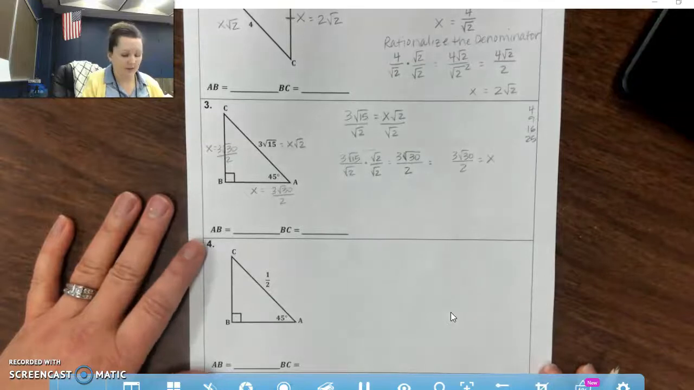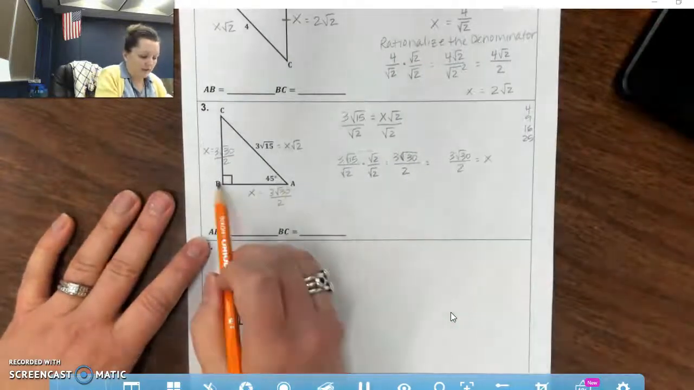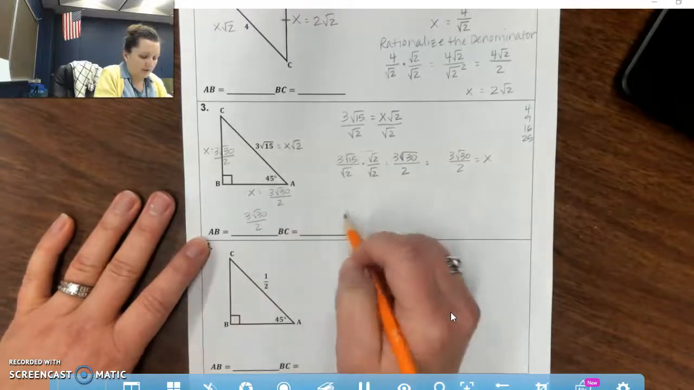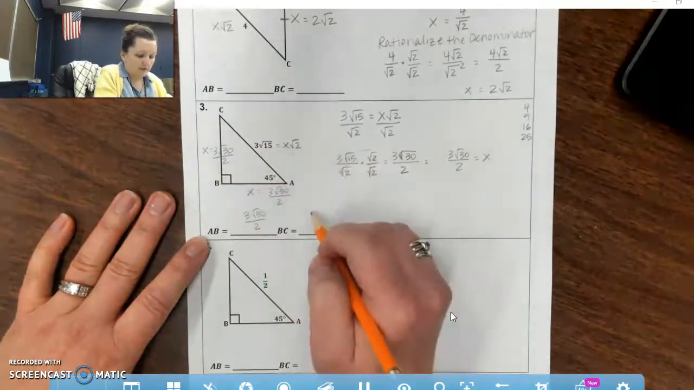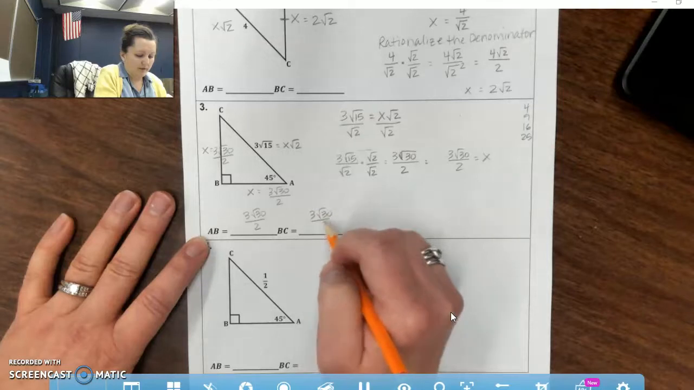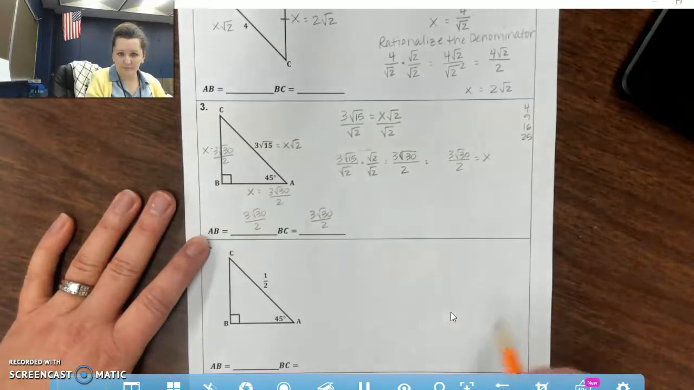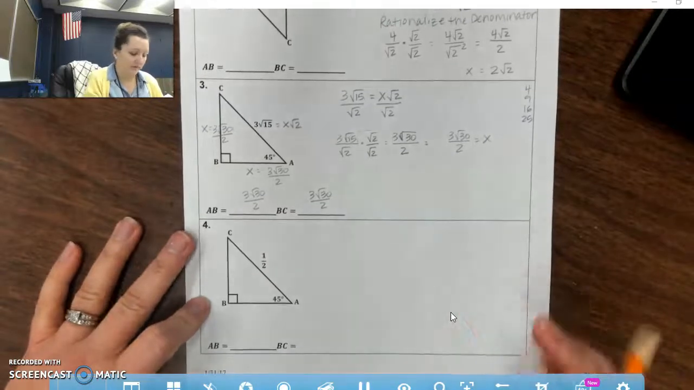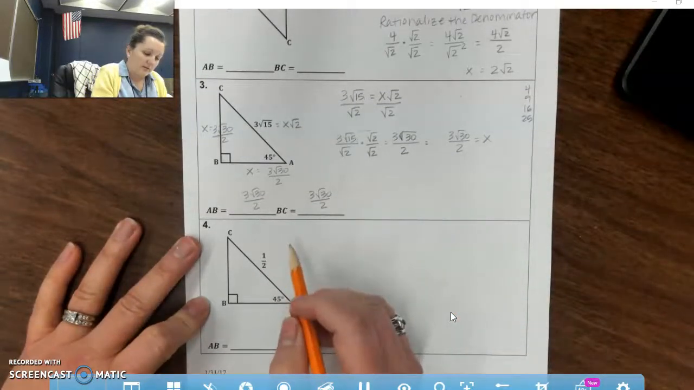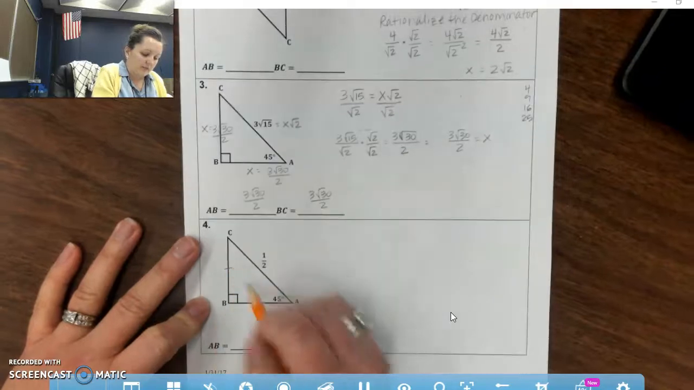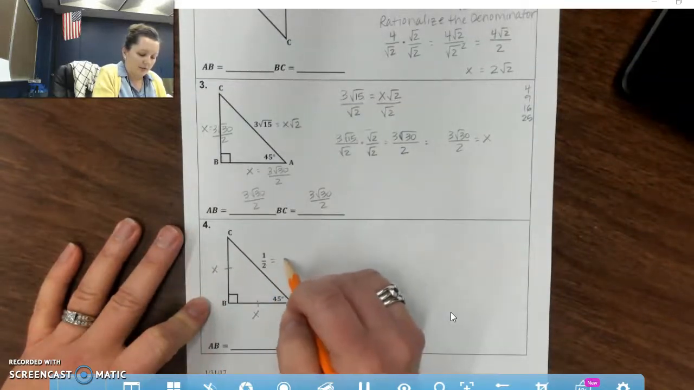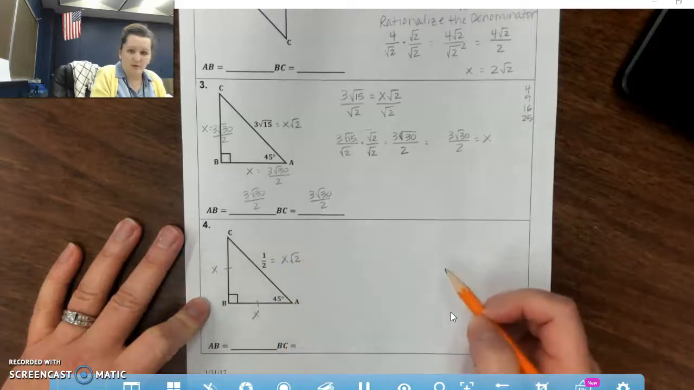Alright. So A to B is 3 root 30 divided by 2. And B to C is 3 root 30 divided by 2. We got that. Alright, let's look at 4. This is our last one, okay? I'm going to plug in. My legs are both x, right? And my hypotenuse is x times the square root of 2.